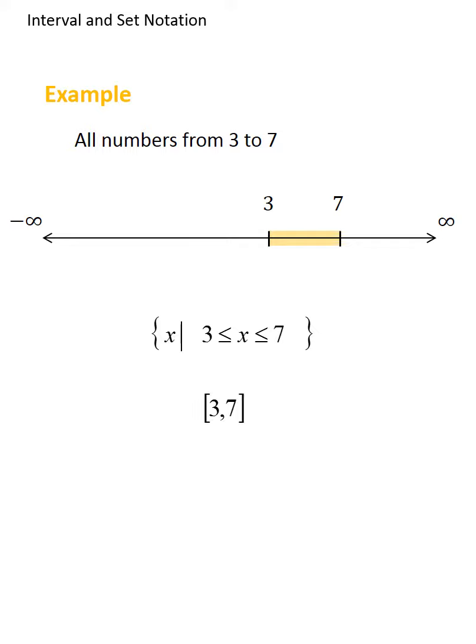In interval notation, we would express the set this way. An interesting fact about interval notation is that it always has a comma in it, and that comma represents the word through. So this would be read, the closed interval from 3 to 7. The closed interval, by the way, is one that contains its numerical endpoints, and this one does.